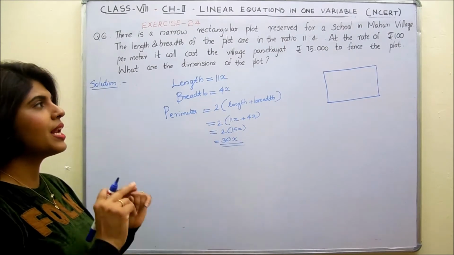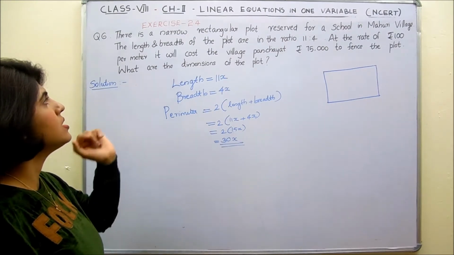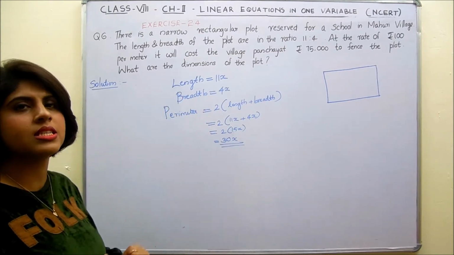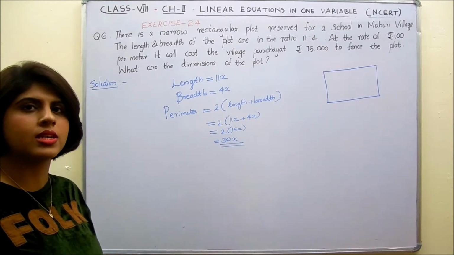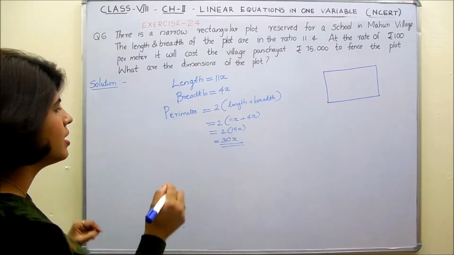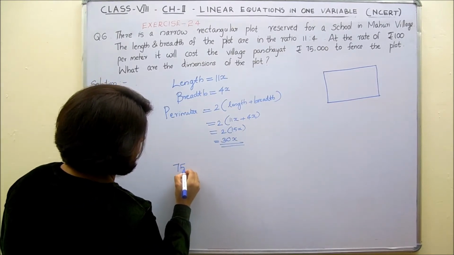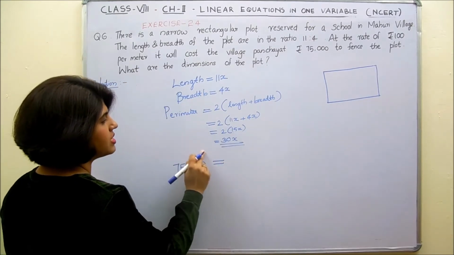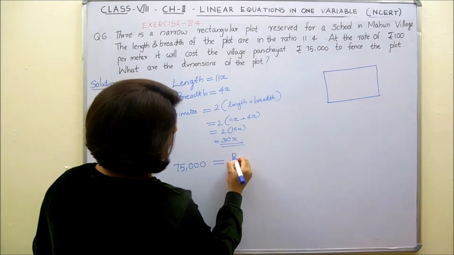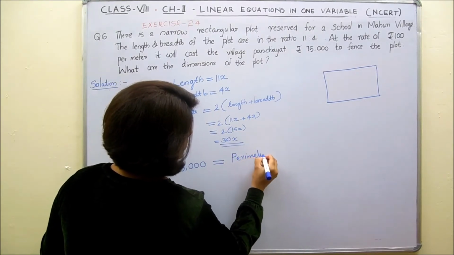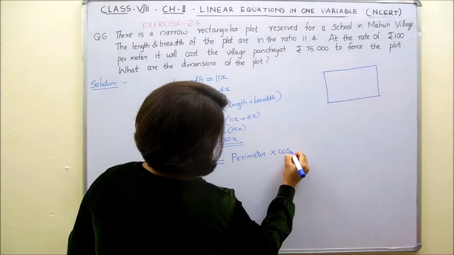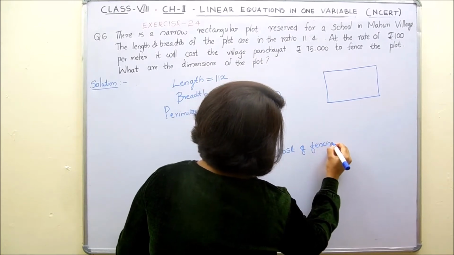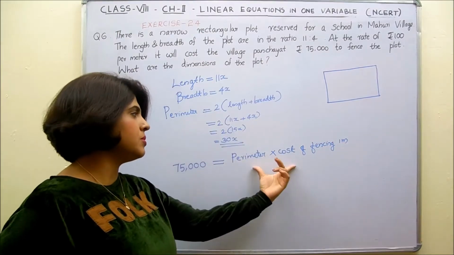It is given that the rate of fencing 1 meter is rupees 100 and the expenditure for fencing the whole plot is given as rupees 75,000. Then how can we form an equation here? Here 75,000 equal to, that is the total expenditure for fencing the plot, which would be equal to perimeter into cost of fencing 1 meter. Isn't it? We can form this equation.